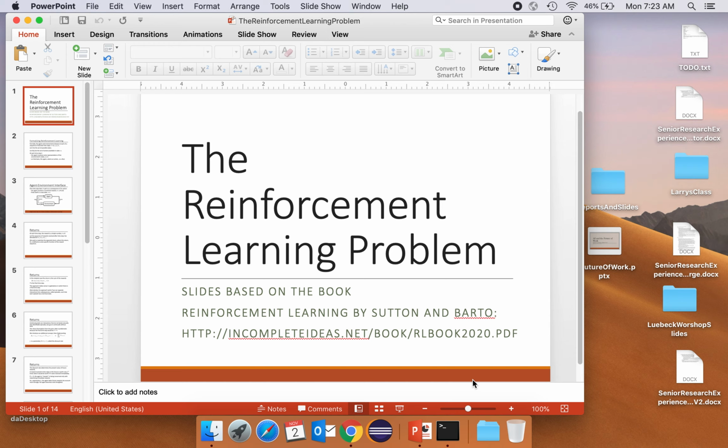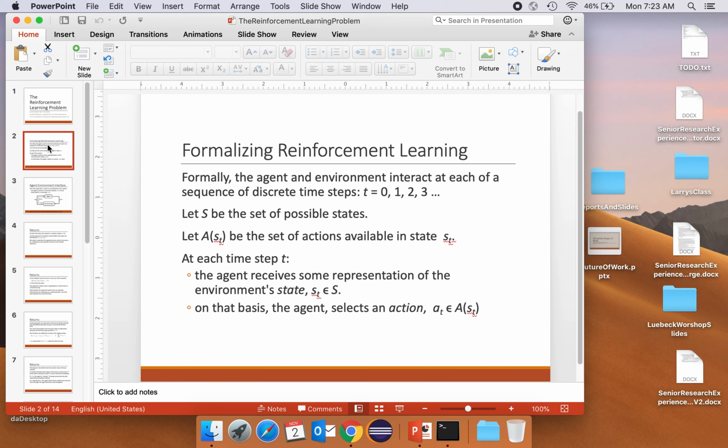I want to provide some of the theoretical background and some formalization of reinforcement learning. The information in the slides is based on this fantastic book on reinforcement learning by Sutton and Barto, and it's available online for free. You can also buy a copy. It's kind of like the book on reinforcement learning.